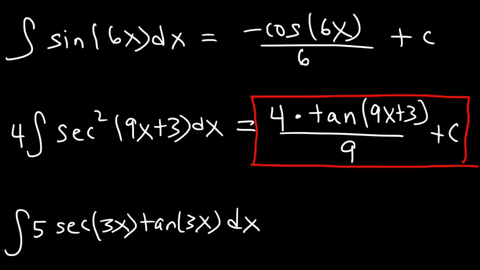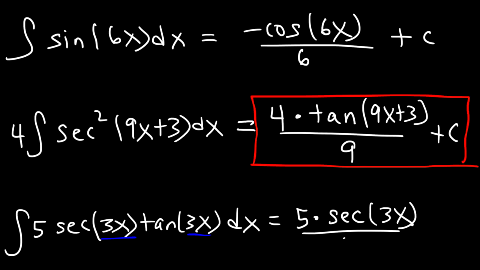Now let's work on the third one. The derivative of what trig function is secant tan? If you recall, the derivative of secant is secant tan. So this is going to be 5 times secant, and notice the angle is the same, 3x. So this is going to be secant 3x, and the derivative of 3x is 3. So we're going to divide this by 3, and then plus c. So that's how you can integrate basic trigonometric functions.